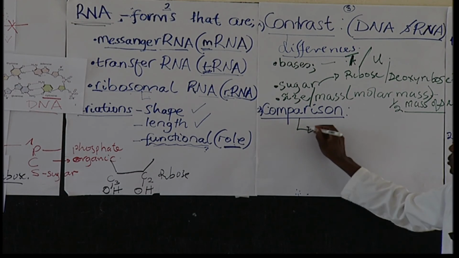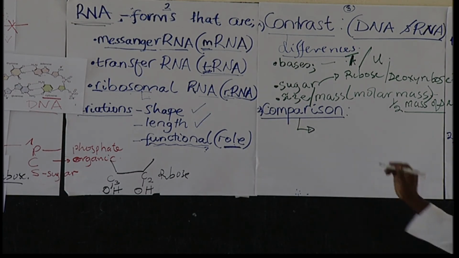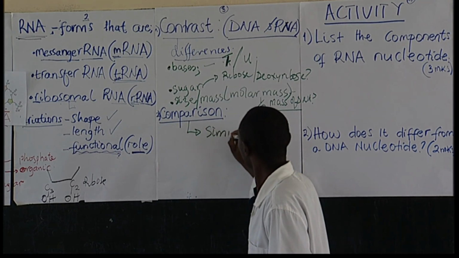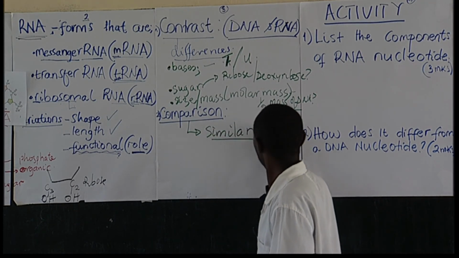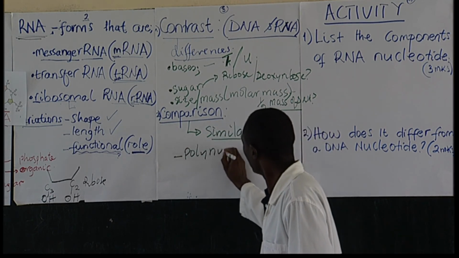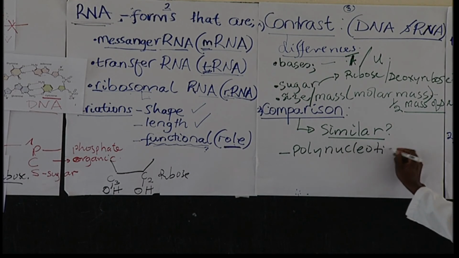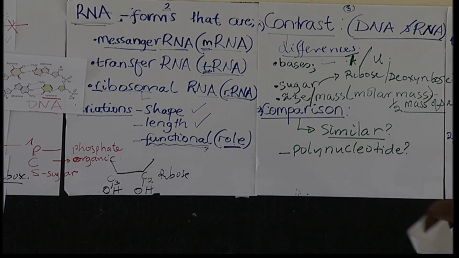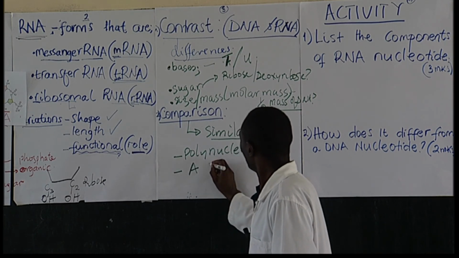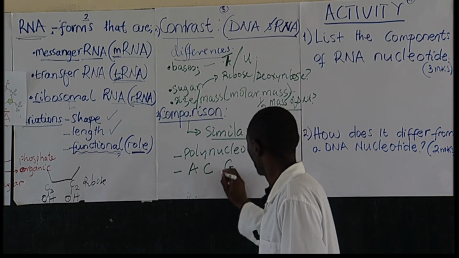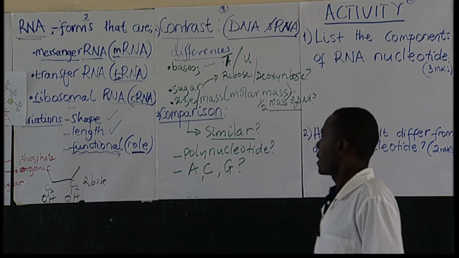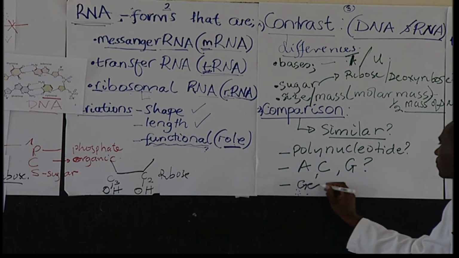When we talk of the comparisons, we are simply looking at how do they look the same. Are they all composed of polynucleotides? So you need to think about that. 2, do they all have an A? Do they have a C? Do they have a G as bases? Are they all genetic material?